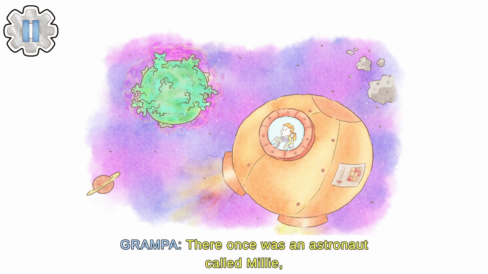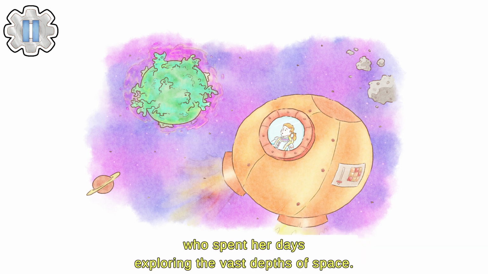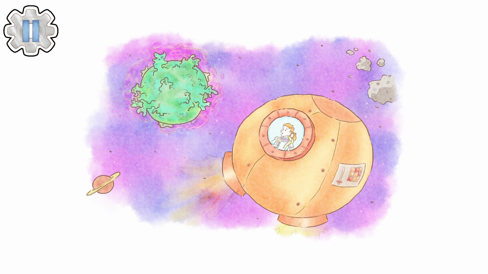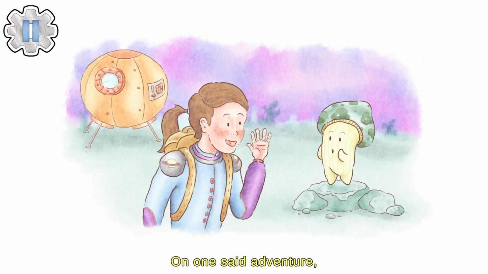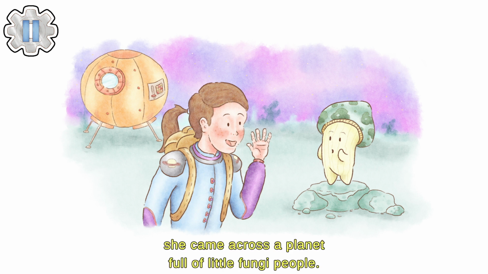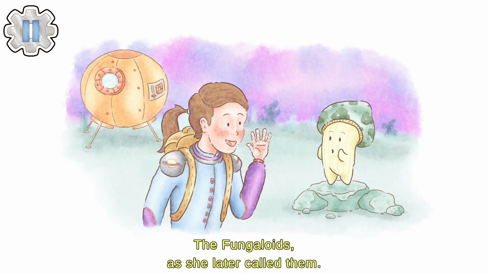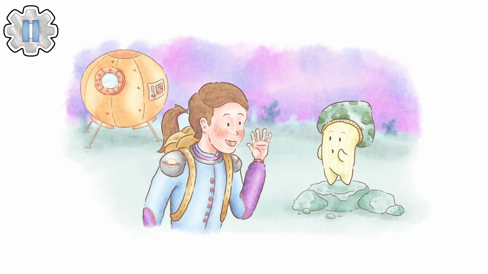There once was an astronaut called Millie, who spent her days exploring the vast depths of space. In an orange round spaceship, Millie looks out at the various meteors, stars, and planets. On one such adventure, she came across a planet full of little fungi people. The Fungaloids, as she later called them. Millie is wearing a blue and purple jumpsuit with her yellow backpack. She happily waves at a young fungaloid.